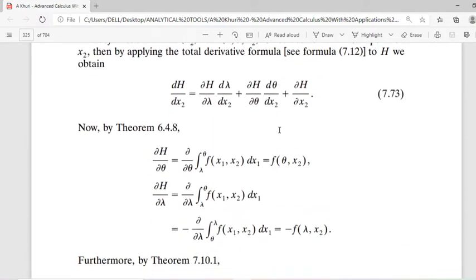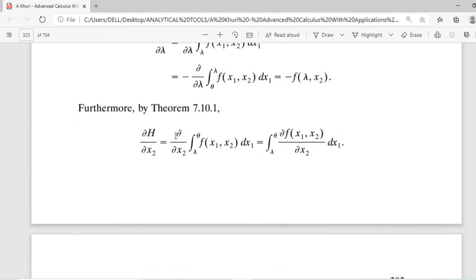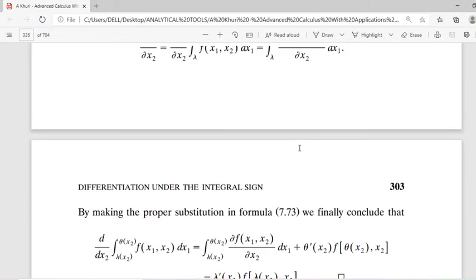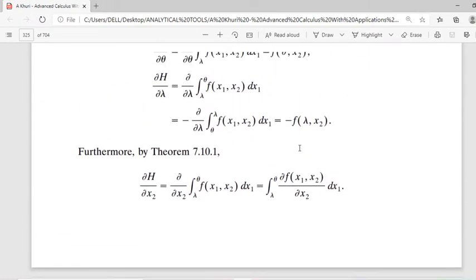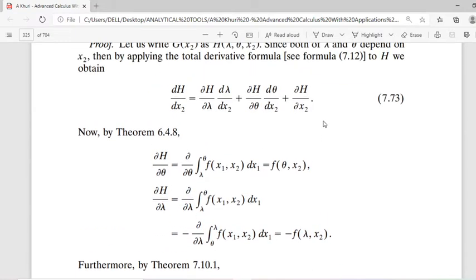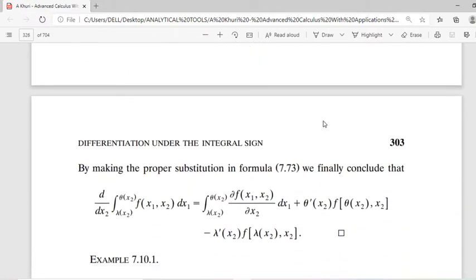So you can adopt that theorem, and instead of dou by dou x2 of the integral from lambda to theta of f of x1 comma x2 dx1, we can write the integral of the derivative, by using the above theorem. So we have three results: this is the first one, this is the second one, this is the third one, and we can substitute them in equation 7.7.3. So what will be the result?